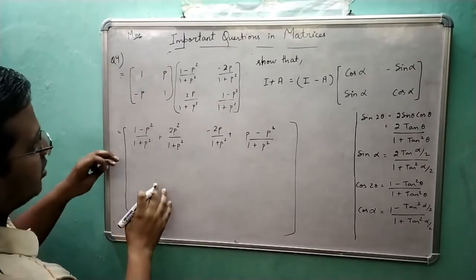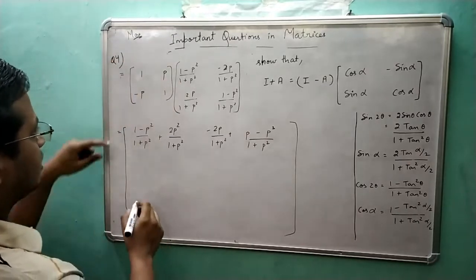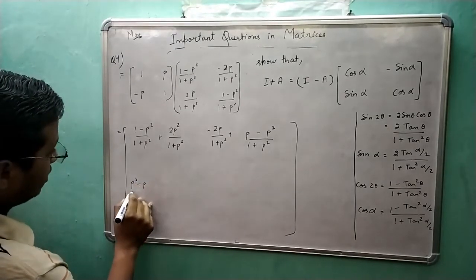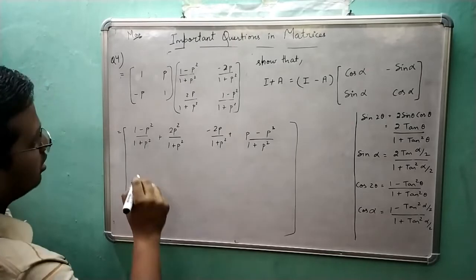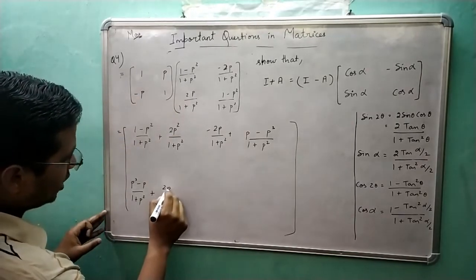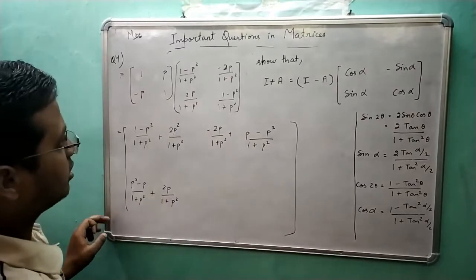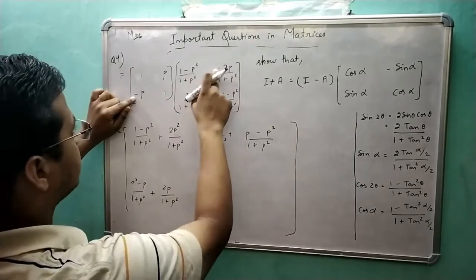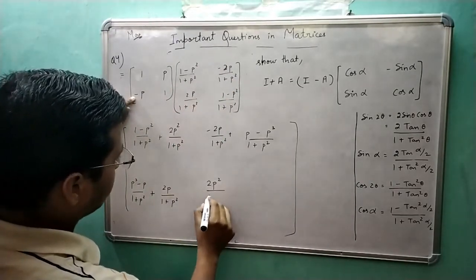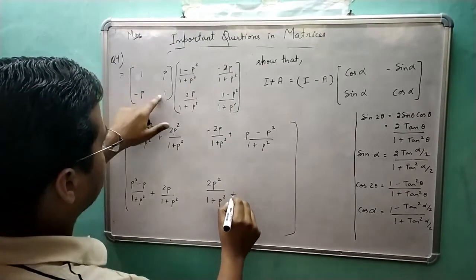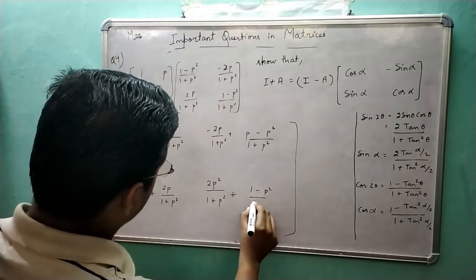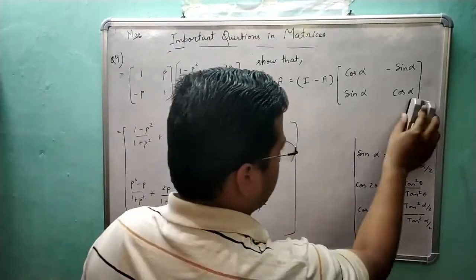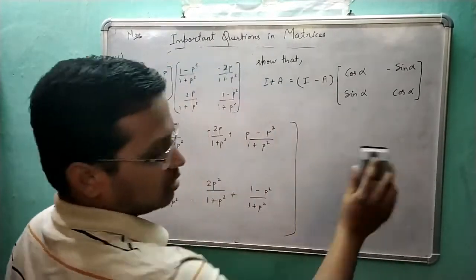For this element, we have to multiply second row with first column. So minus P into this will give us (P cube minus P) by (1 plus P square), plus 1 into this will be 2P by (1 plus P square). Similarly, for this element we have to multiply second row with second column. So minus minus will cancel and we will get 2P square by (1 plus P square) plus this. So (1 minus P square) by (1 plus P square). Now on simplifying these things, what we are going to get is extremely interesting.